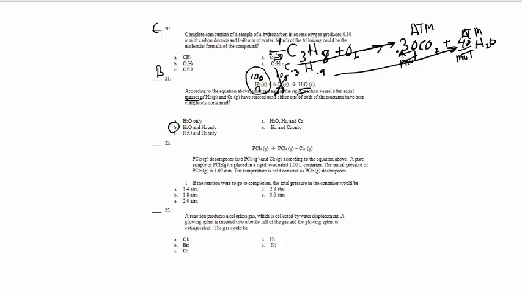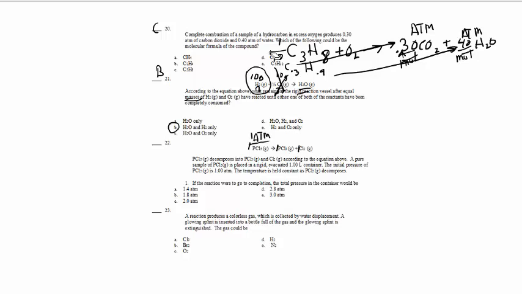Now 22, we have this reaction happening where we have 1 mole of this creates 1 mole of that, 1 mole of that. The initial pressure is 1 atmosphere too, here.